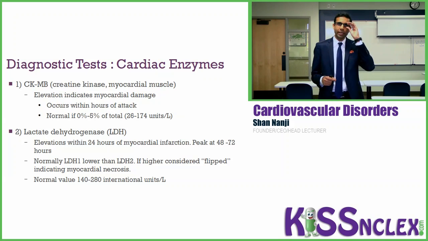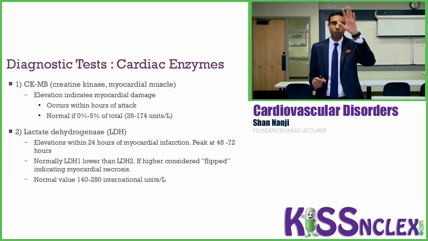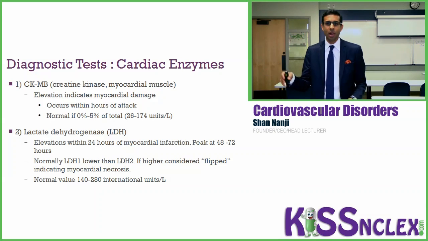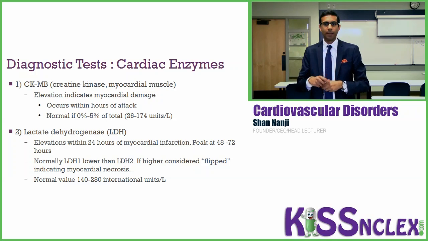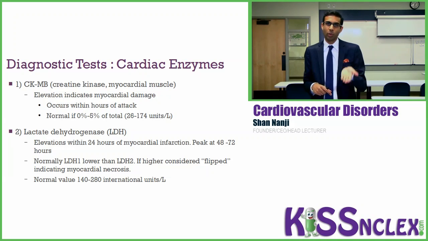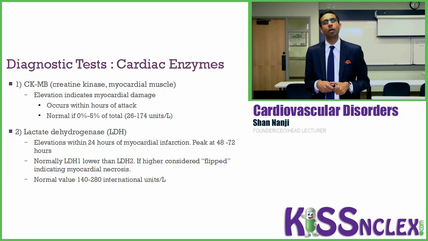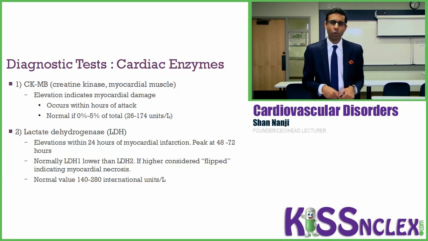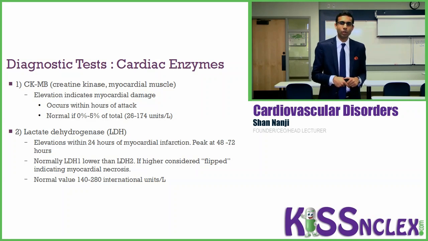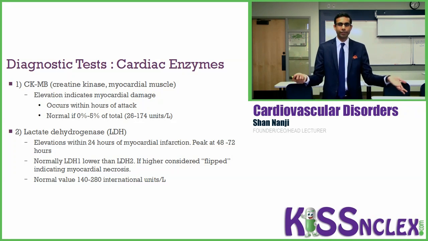Now, normally your LDH1 will be lower than your LDH2. If it's higher, then it's considered flipped. So now your 2 is lower than your 1. So your 1 has now gone up. Okay, and that's considered flipped, and it's indicative of myocardial necrosis. A normal value for lactate dehydrogenase is between 140 and 280.